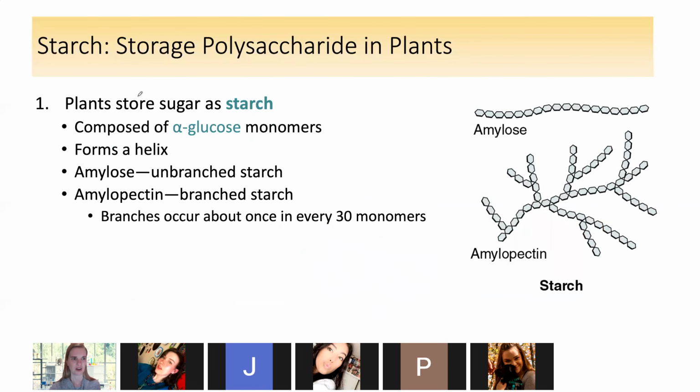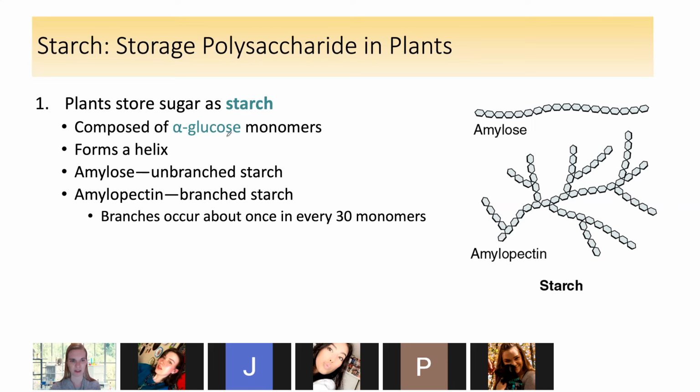So again, just taking a quick look here at starch. Plants use this to store sugar. So if they don't need it right away, they can store it. And that's great for us because when we eat certain plants, we actually get this starch. I think I mentioned potatoes are a really big source of starch in our diet. So this is a way that we can get sugars into our digestive system.